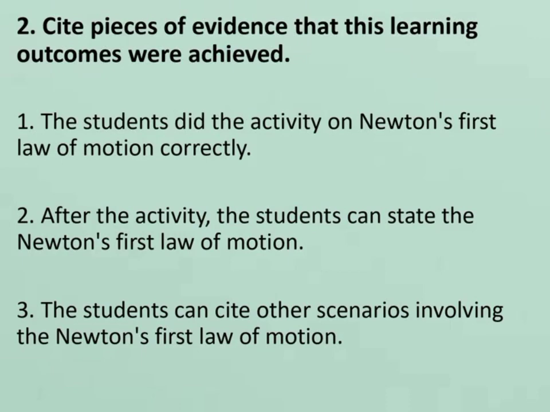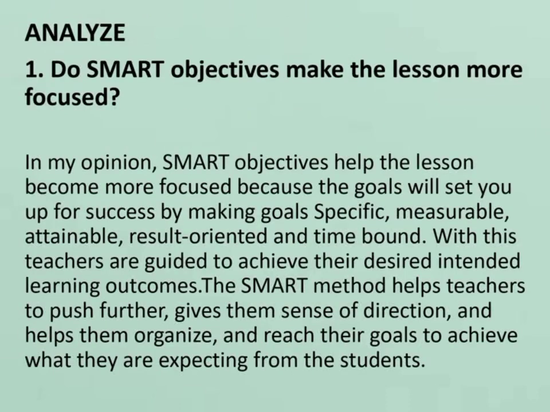Cite pieces of evidence that these learning outcomes were achieved. Number 1. The students did the activity on Newton's first law of motion correctly. Number 2. After the activity, the students can state the Newton's first law of motion. Number 3. The students can cite other scenarios involving the Newton's first law of motion. Analyze. Do SMART objectives make the lesson more focused?